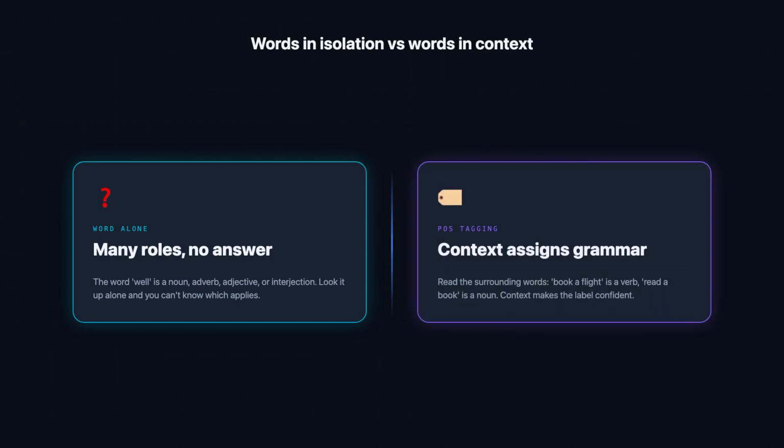POS tagging uses context instead. It reads the surrounding words to decide each word's grammatical category. So book beside a flight becomes a verb, while book beside read becomes a noun. Context is what turns an impossible guess into a confident label. And it's exactly why the task is treated as a sequence problem rather than a word-by-word lookup.